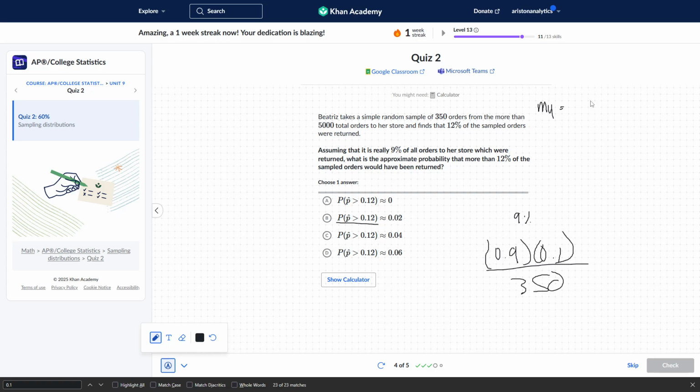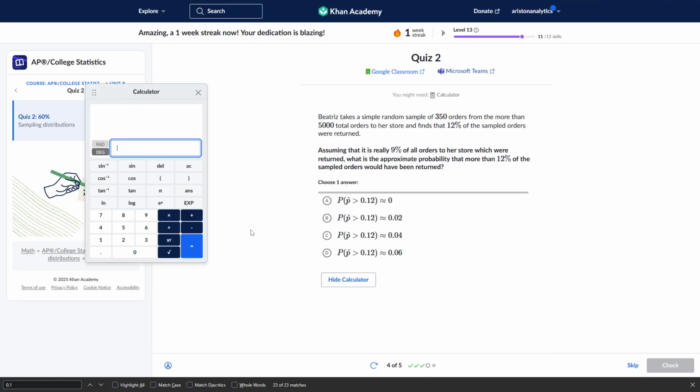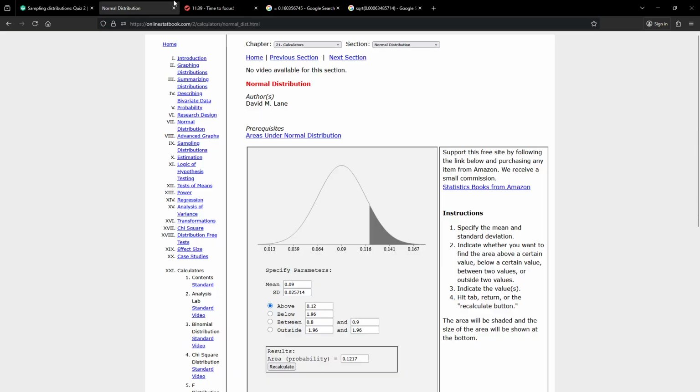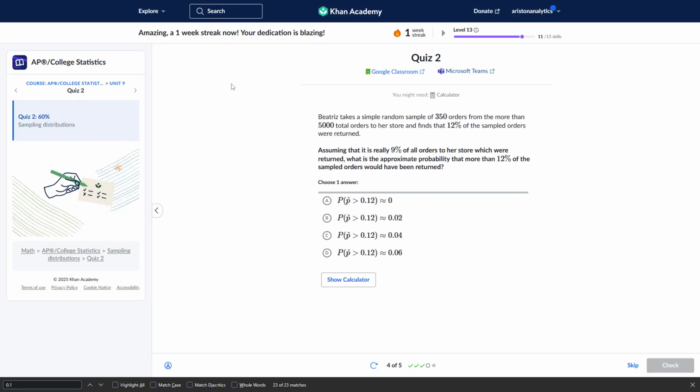Mu 0.09. This is equal to the square root of that times 1 minus that over n, which is, am I supposed to use 5,000 or 350? 5,000. Okay. I also did the calculation wrong. Let's see. 0.024. Okay, let's answer.